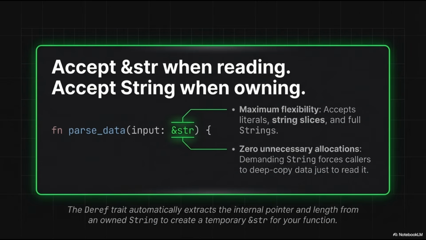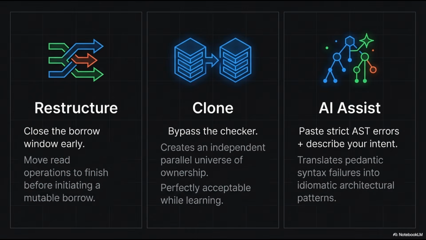What's strategy number 1? Strategy 1 is simply restructuring your data flow. Because of the many readers or one writer rule, the vast majority of errors happen because a mutable borrow and an immutable borrow are overlapping. Right. So by leaning into non-lexical lifetimes, the fix is often just reordering your statements. Move your read operations so they completely finish before you initiate the mutable borrow. Or introduce a temporary variable to hold the output of a read, allowing the immutable borrow to drop before you mutate the core structure. So you are intentionally closing the window of the borrow as early as possible. That totally makes sense. Okay, strategy 2.